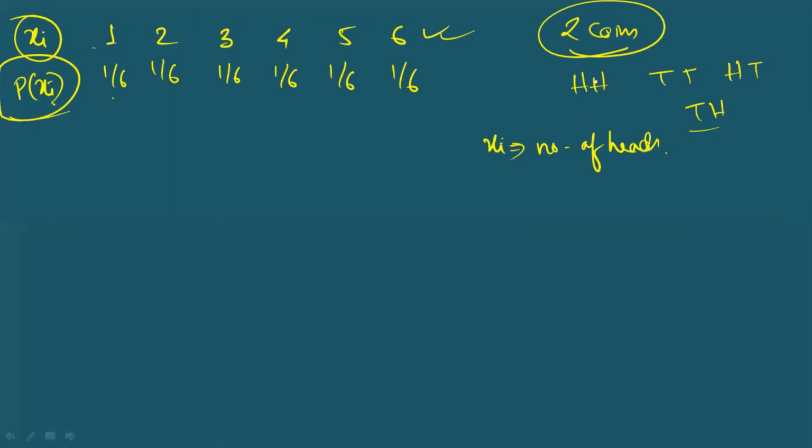Here, the number of heads can be 0, it can be 1, and it can be 2. All right, now this is xi. Clear? Now probability of xi is what? Now you see, no head, 0 heads. Total outcomes is how much? Total is 4, right? So 0 heads, how many outcomes are having 0 heads? Only one. So it is 1 by 4, favorable divided by total. Next, 1 head.